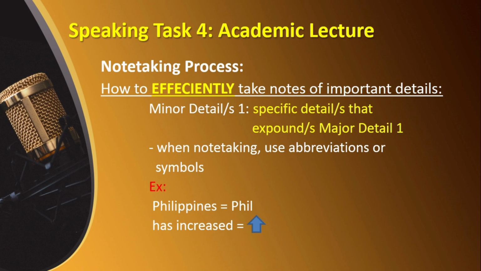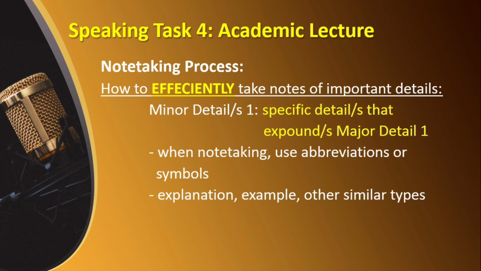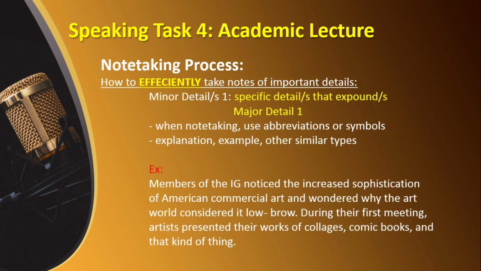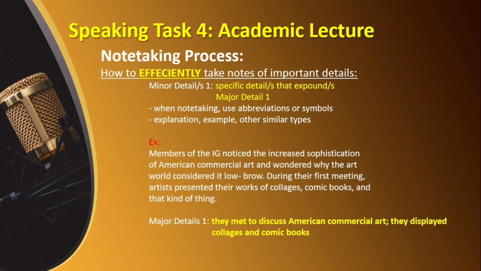Supporting detail 1 might also be an explanation, an example, or other similar types of details. Let's again have this part from the professor's lecture. It says, members of the IG noticed the increased sophistication of American commercial art and wondered why the art world considered it lowbrow. During their first meeting, artists presented their works of collages, comic books and that kind of thing. The supporting details that you should have on paper are why they met to discuss American commercial art, and why they displayed collages and comic books.